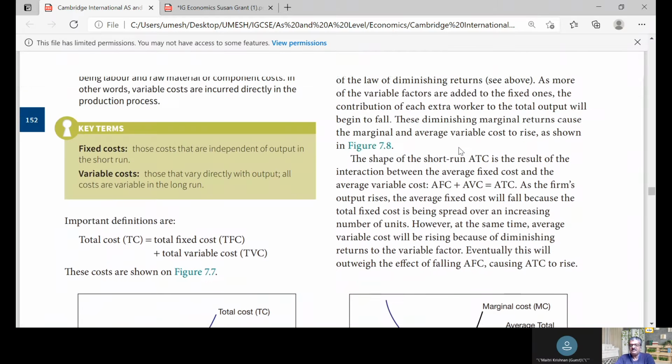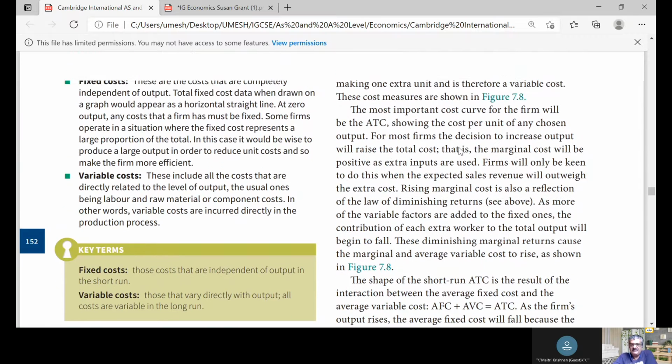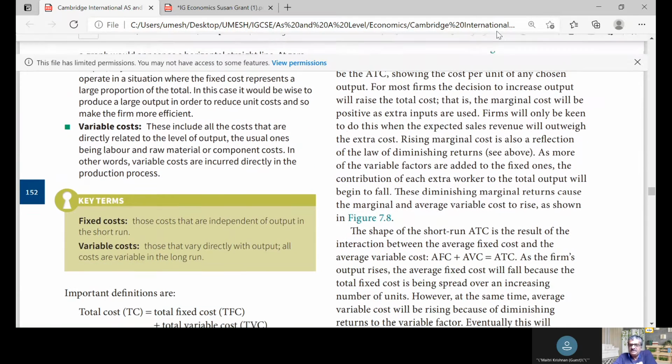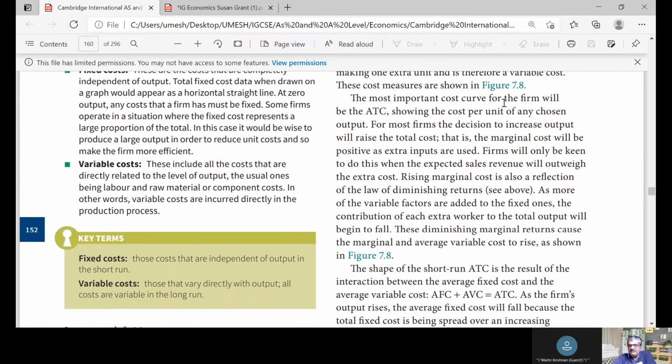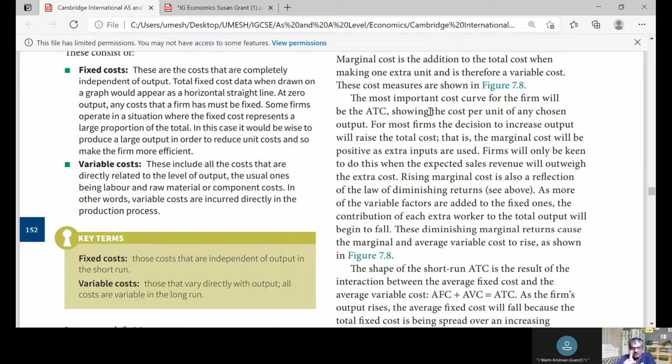That's all. Okay. Now, the most important cost curve for the firm will be average total cost. The most important one that you are going to use in all the chapters 7, 8, 9, 10 is average total cost. It shows the cost per unit at any chosen output, that is, what will be the cost borne by the firm. That is the average total cost.